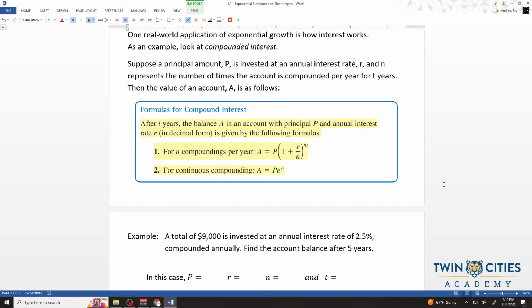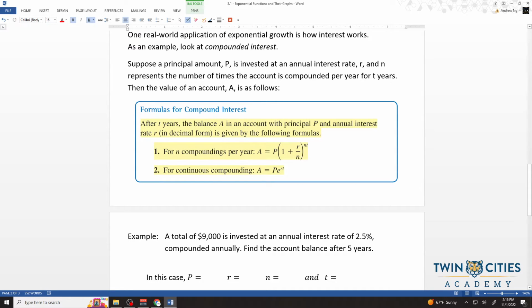So let's say, suppose the principal amount P is invested at an annual interest rate R, and N represents the number of times the account is compounded per year for T years. Then the value of an account A is as follows. So here are 2 important formulas that you should have written down in your notes. After T years, the balance A in an account with principal P and annual interest rate R in decimal form is given by the following formulas.